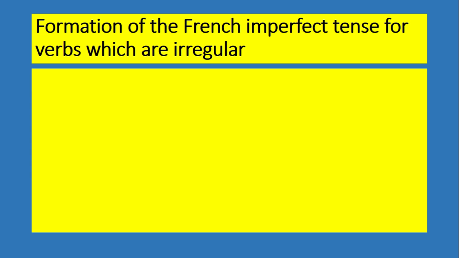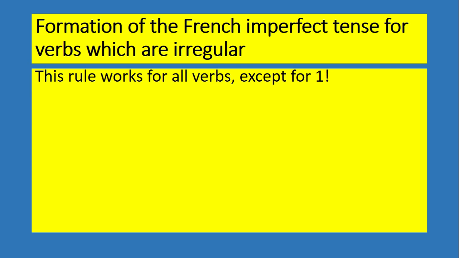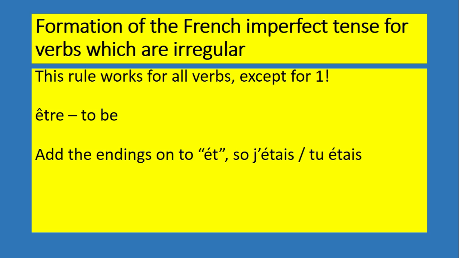Formation of the French imperfect tense for verbs which are irregular. Luckily, in the imperfect tense, there's only one irregular verb, the verb être. All you have to do is add the imperfect tense endings onto the stem of et. So it goes j'étais, tu étais, il était, nous étions, vous étiez, ils étaient.